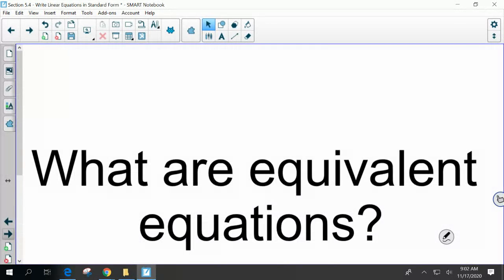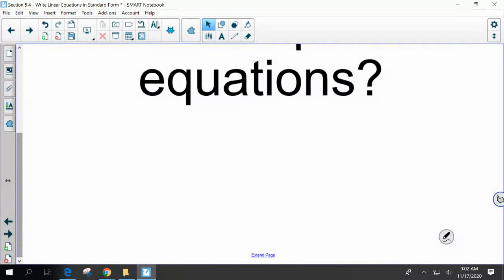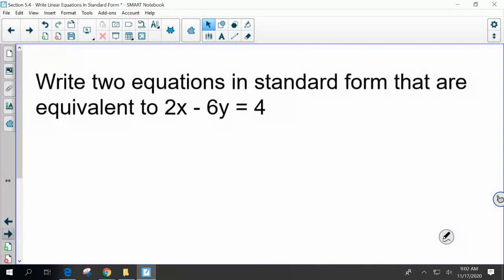Okay, so first problem, we're going to look at equivalent equations. So think about equivalent fractions. It's very similar. Like, what would be an equivalent fraction to 3/4? 6/8. So we're going to do kind of a similar thing with equations. We're going to make equivalent equations. So write two equations in standard form that are equivalent to 2x minus 6y equals 4.